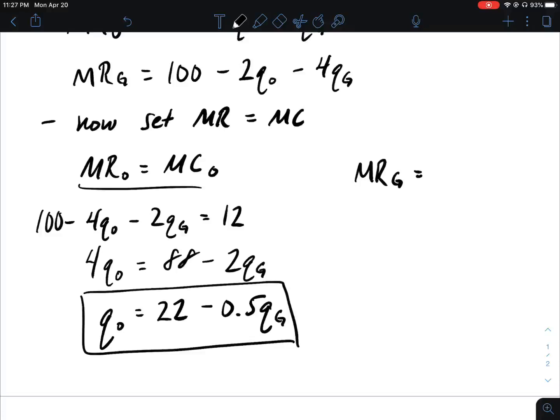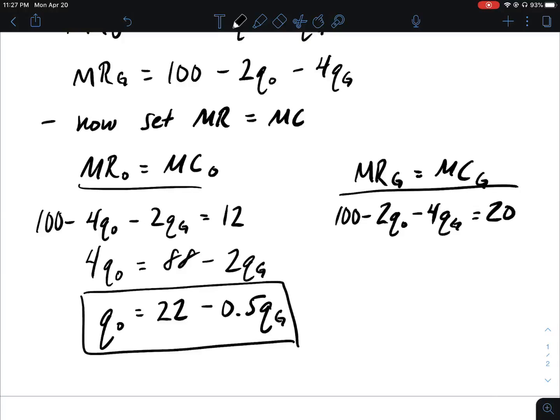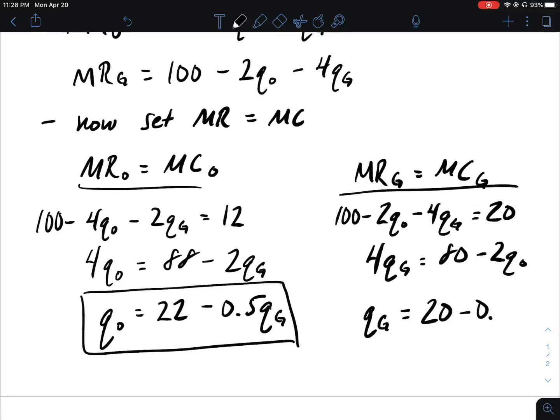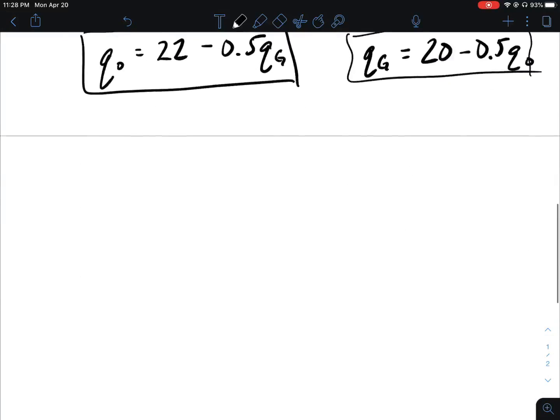Now let's do the same thing for the other firm G. So marginal revenue of G equals the marginal cost of G. So we have 100 minus 2 QO minus 4 QG. And we're going to set that equal to 20, which is marginal cost for firm G. Again, simplifying, we have 4 QG equals 80 minus 2 QO. Divide by 4. And we get QG equals 20 minus 0.5 QO. So that is firm G's reaction function. So we found our two reaction functions.